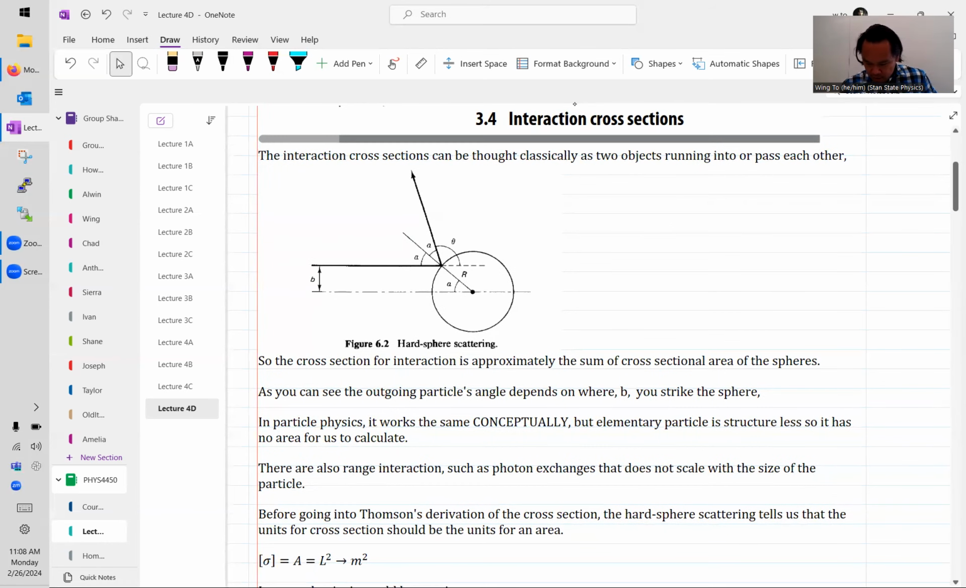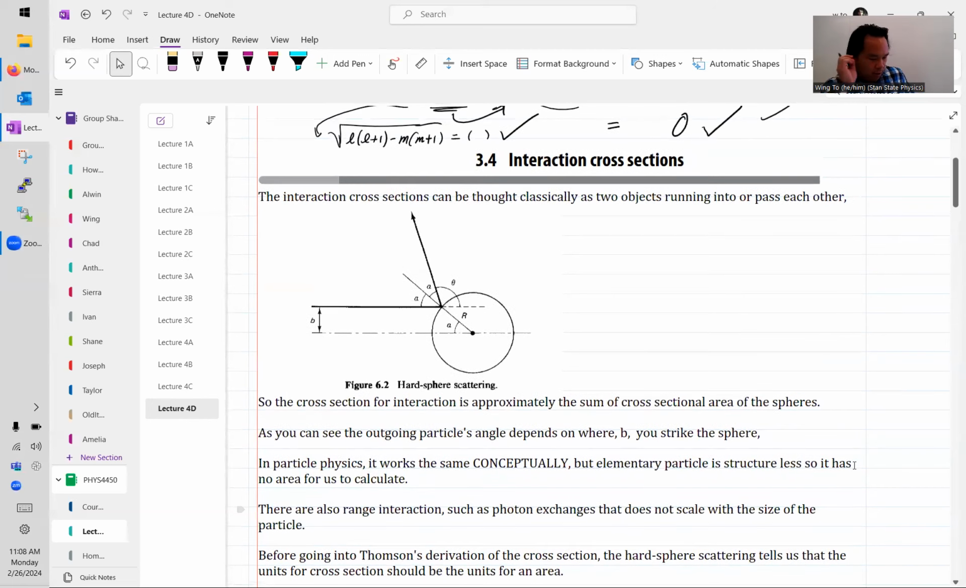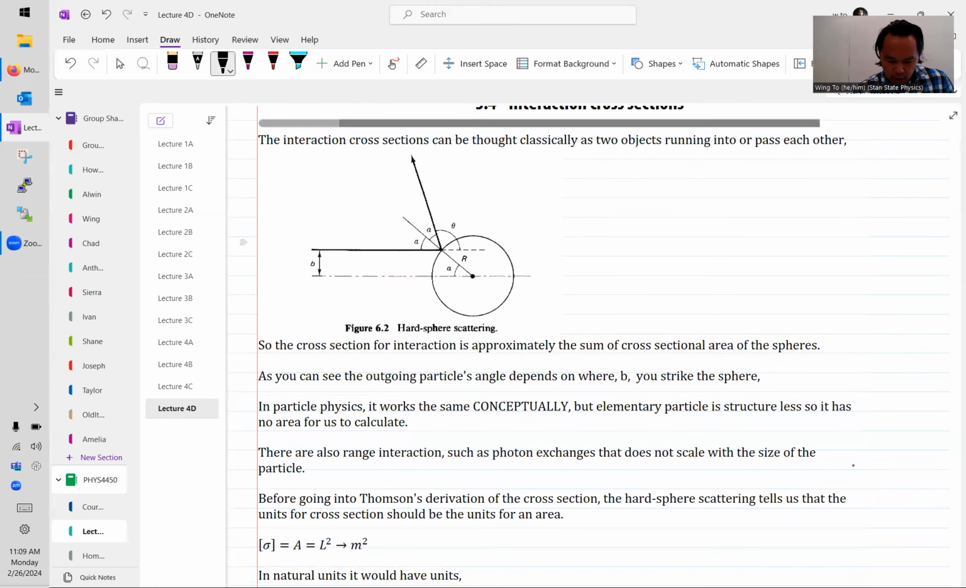Okay, with that, let's start. The last thing that we're going to cover on the exam is this thing called the interaction cross-section. Last time we already started talking about it, at least at the classical level, where let's say you have 2 objects trying to run into each other. Basically the cross-section between them, you can think of as kind of like twice the area.